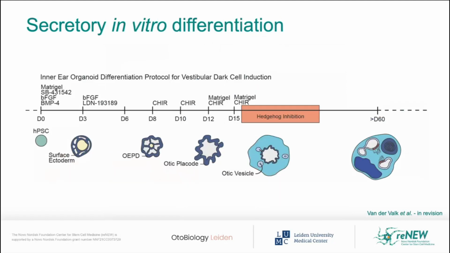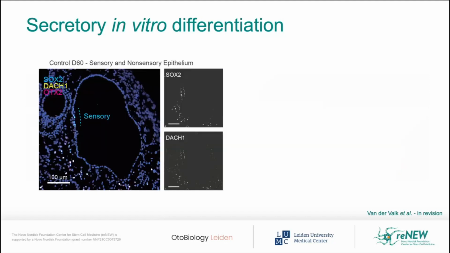So the next step is to validate this, and that is where we use the organoid model, because this organoid model lacked these dark cells. So we thought, what would happen if, at a specific time point, we inhibit hedgehog signaling, which helps in developing these dark cells? And that seems to be the case.